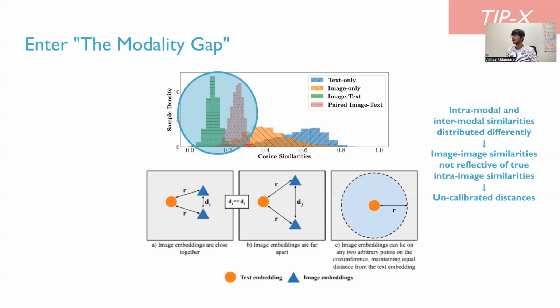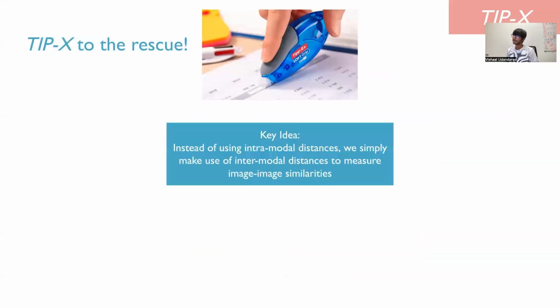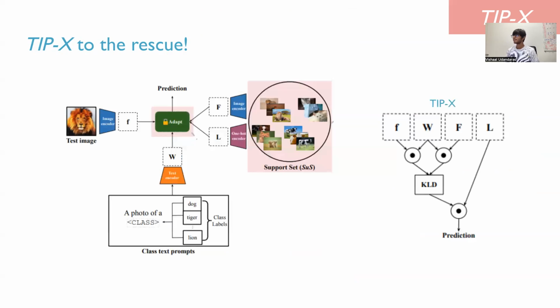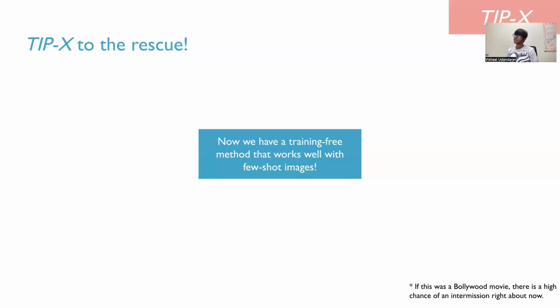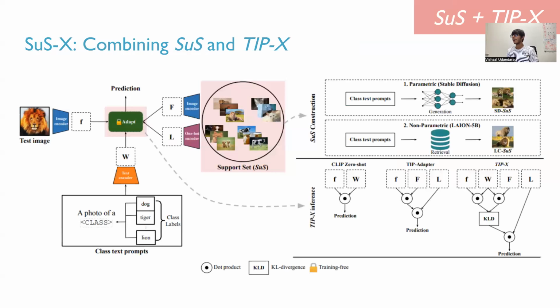To fix this, we propose a simple augmentation on top of Tip-Adapter. Instead of using intramodal distances or similarities, we simply make use of intermodal similarities as a bridge. We compute, similarly to Tip-Adapter, the similarities between the test image and all the class text prompts and the support set and all the class text prompts, and then use both these matrices to compute the KL divergence as a similarity metric. Using this method, we now have a strong training-free method that can work well with a few-shot images. We simply combine both of them and show that this brings complementary benefits downstream.